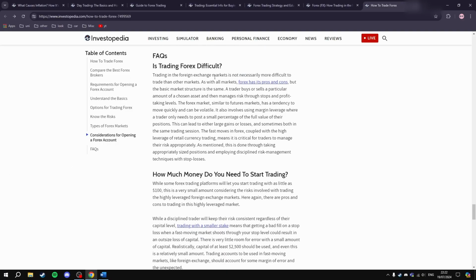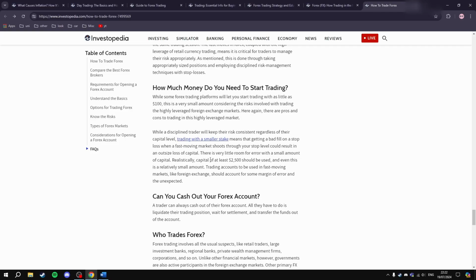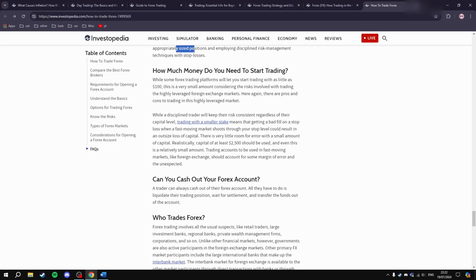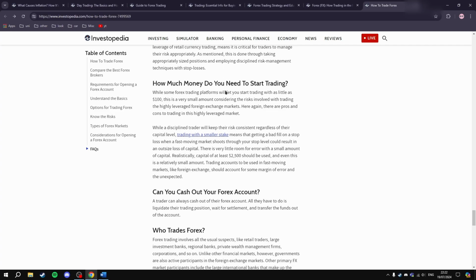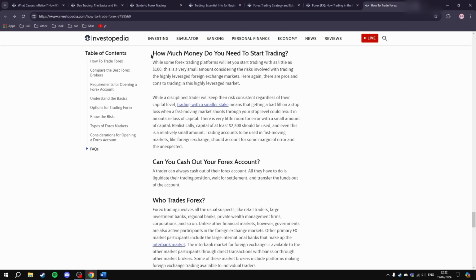So is trading Forex difficult? Yeah, it has its pros and cons, using leverage and stuff like that. So take appropriately sized positions and employ disciplined risk management techniques with stop losses. So how much cash do you need to start trading? Keep your risk consistent regardless of your capital level.